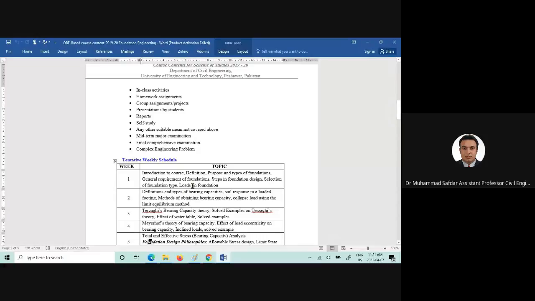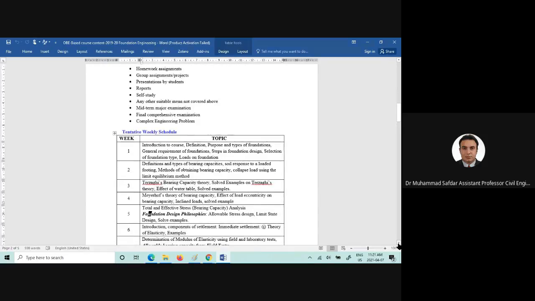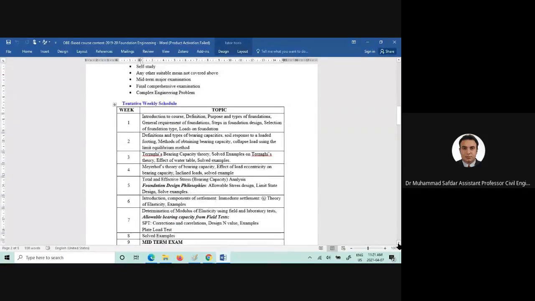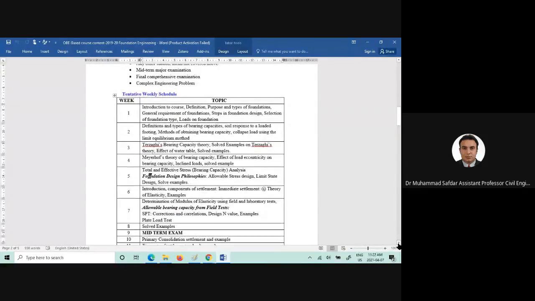So this will be our today's topic. Definitions and different types of bearing capacities, soil response to a loaded footing, methods of obtaining bearing capacity, collapse load using the limit equilibrium method will be discussed in the second week. Then we will move towards our important lecture, which is Terzaghi bearing capacity equation theory, and we'll solve examples on the Terzaghi's theory as well.